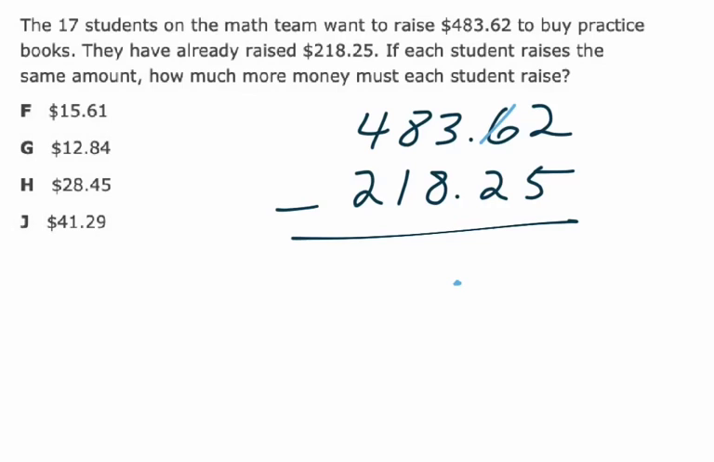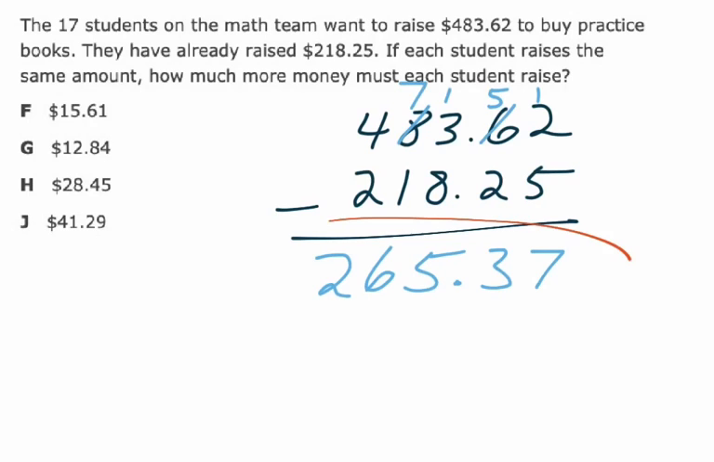We need to borrow from that 6 to get the 2 here. That's 12 minus 5 is 7. 5 minus 2 there is 37 cents. Then we move along here. We can't do 3 minus 8, so we borrow from the 7. That makes that 13 minus 8 is 5. 7 minus 1 is 6, and 4 minus 2 is 2. So it looks like they need to raise another $265.37.